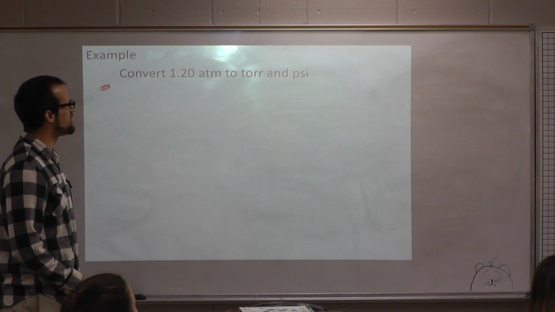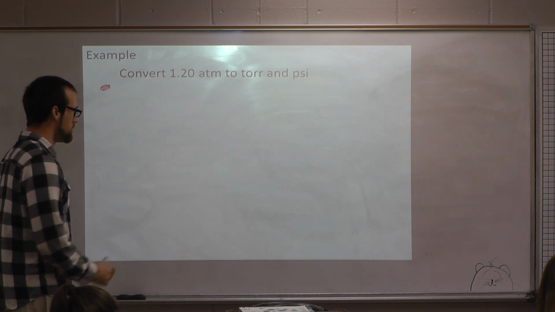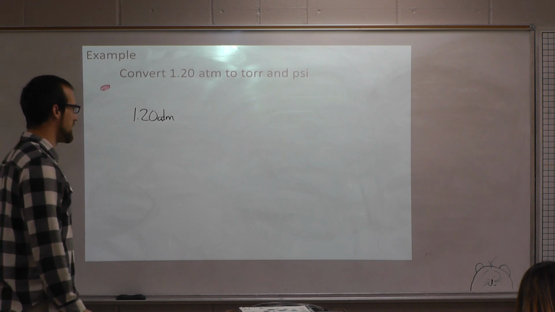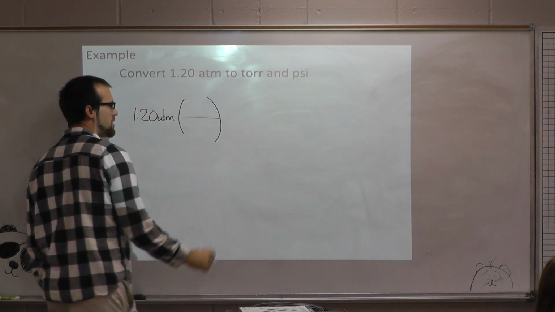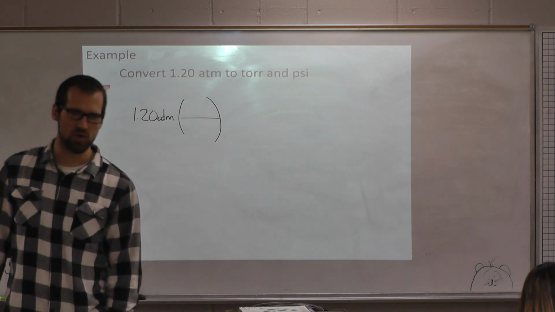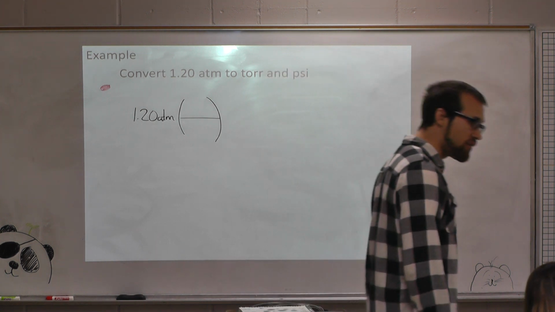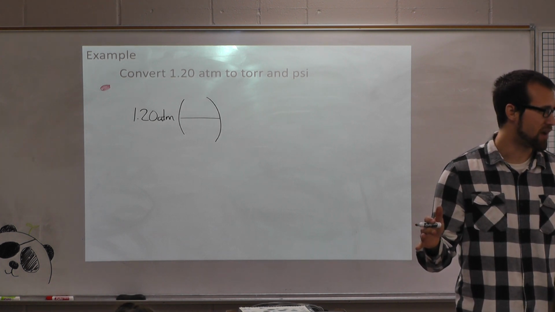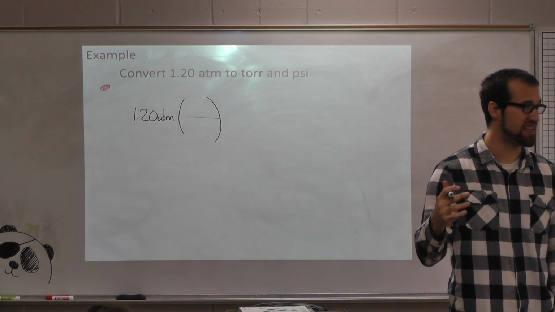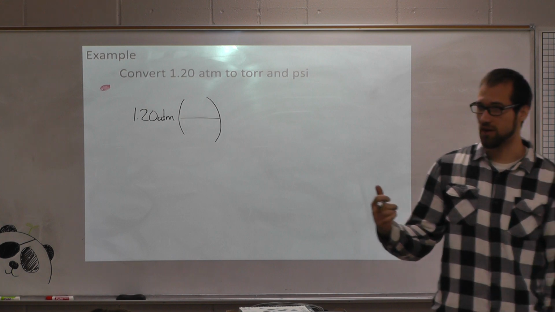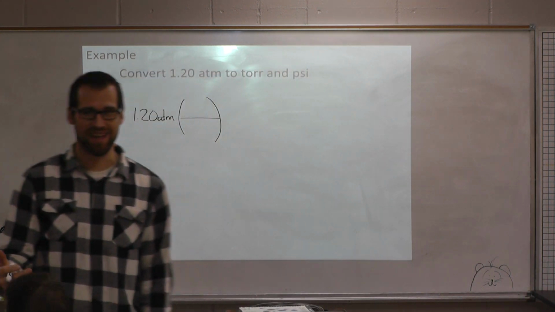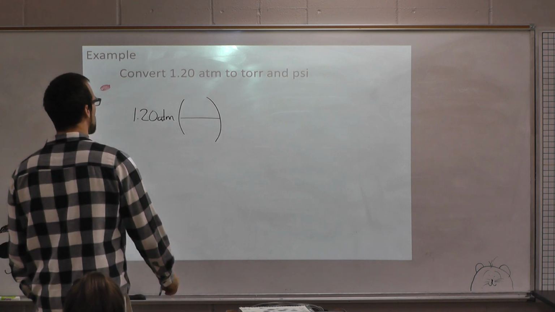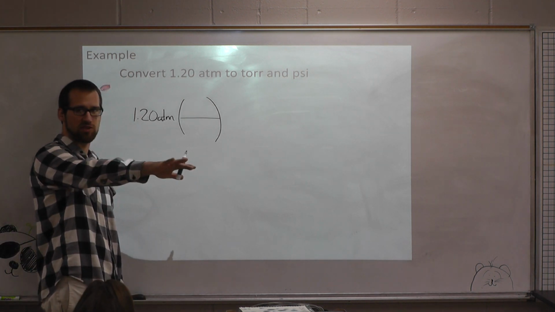Okay, so convert 1.20 atmospheres, that's a pressure unit, and we want to convert that to torr and PSI. So we're gonna set up a unit conversion. When you do a unit conversion, what you're doing is taking 2 equivalent units and putting it into your conversion. Like if I want to convert feet to inches, in my conversion factor, I better have how feet equals inches. If I want to convert atmospheres to torr, I better put in the equivalence of those 2 things. How many atmospheres equals how many torr?